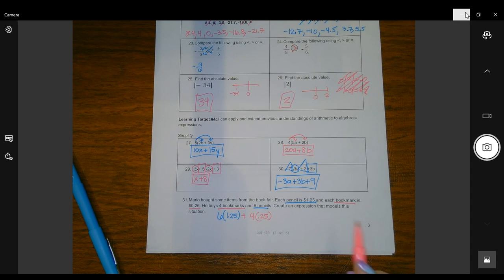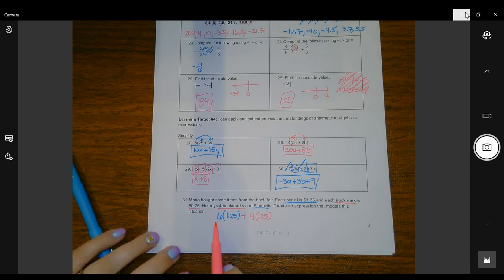Okay, and I used all the information. So create an expression that models this. If I add how much he spent on the pencils and how much he spent on the bookmarks, that'll be the total that he spent. Now, technically, I could be done because all it said was to write an expression. That is an expression. If I wanted to simplify it, I could do 6 times $1.25.